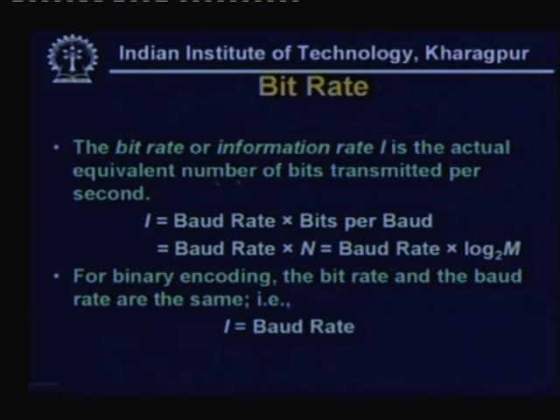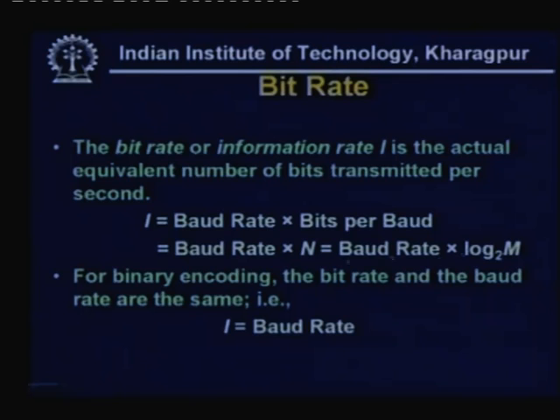The bit rate or information rate is the actual equivalent number of bits transmitted per second. That means I is equal to baud rate into bits per baud. Baud rate means the number of possible values that we can send, and bit rate is actually the number of bits we are sending, bits per baud. So baud rate into n, or baud rate into log 2 m. So here m is the number of levels.